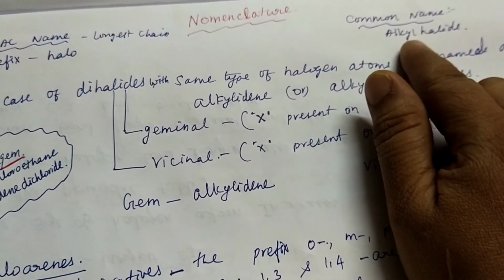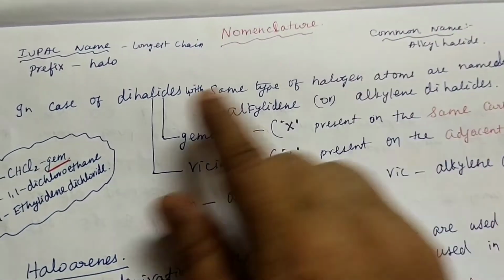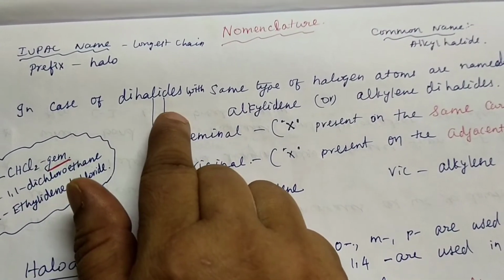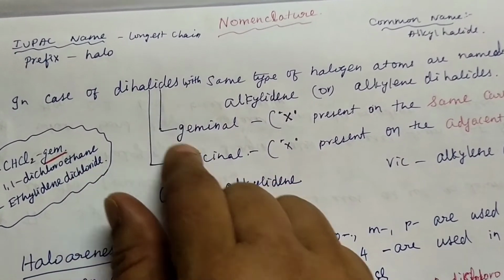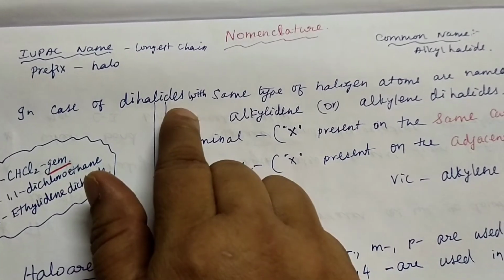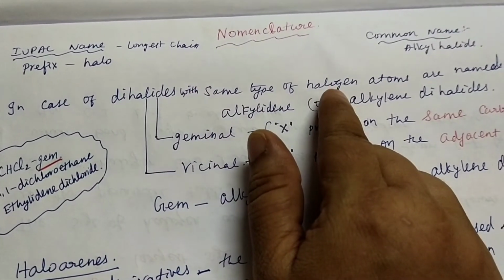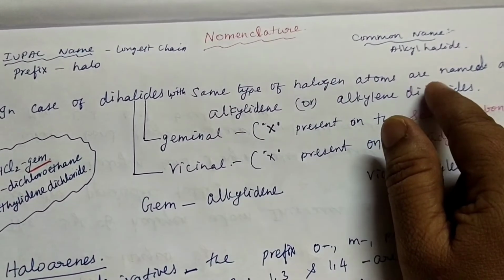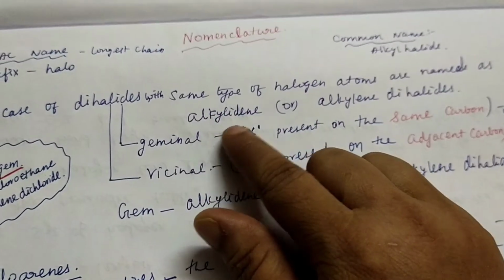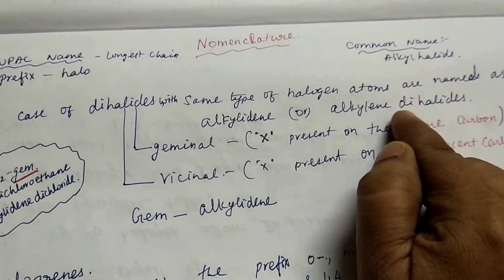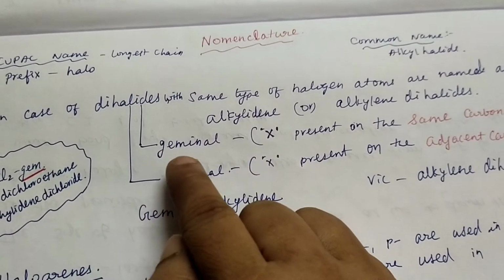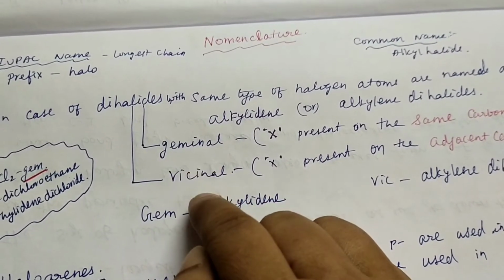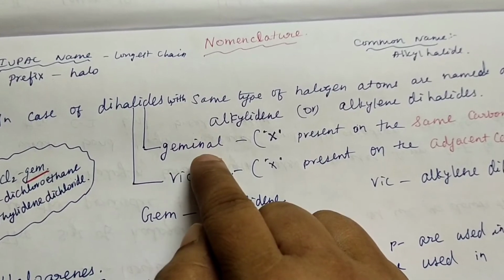Under common name it is alkyl halide. Now in case of dihalides, if two halogen atoms are present in the same compound, then how to name? In case of dihalides with the same type of halogen atoms, it is named as alkylidene or alkylene dihalides. So these dihalides can also be further classified as geminal and vicinal. So what is meant by geminal?